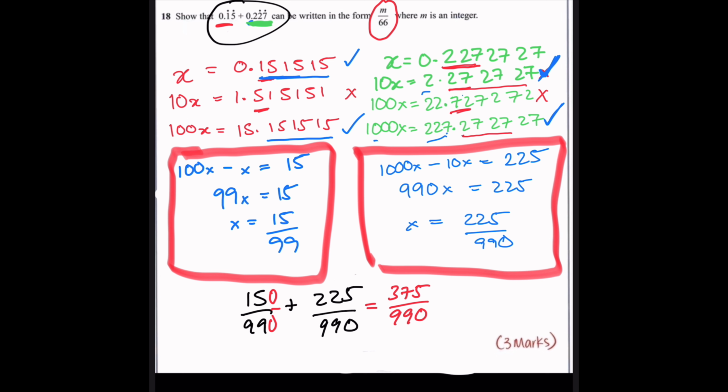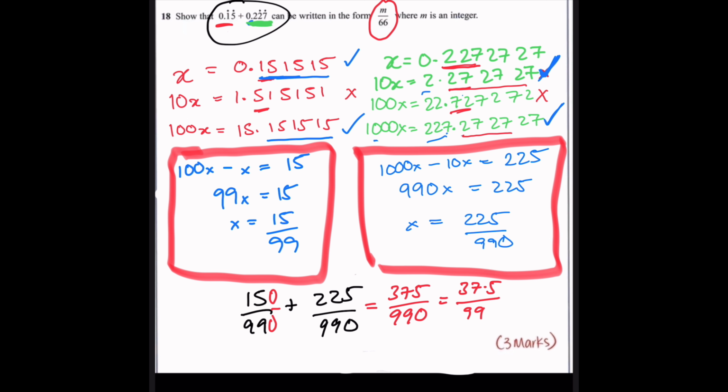So I need to make this 66. We can test this in a few ways. We can divide this by 10 first. Doesn't look like it goes, but let's try it. We get 37.5 over 99. And then to get from 99 to 66, I can divide it by 3 and times it by 2.